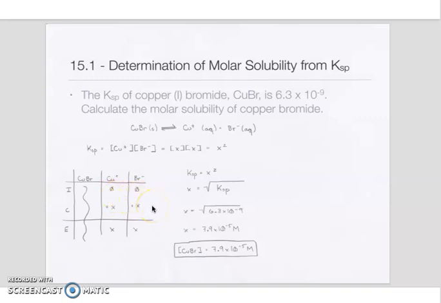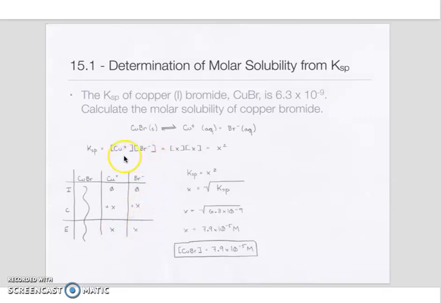My change is going to be a plus X, right? So it's got to be a plus because they are my products, so they are being formed. And the coefficient in front is 1, simply because the coefficient in front of my copper is 1 and my bromide is 1. If there was a different number, that would be what I would place in front of my X value. So 0 plus X gets me X, 0 plus X gets me X.